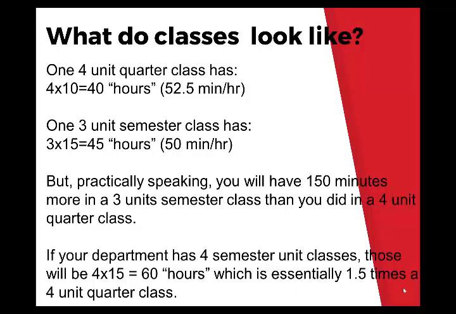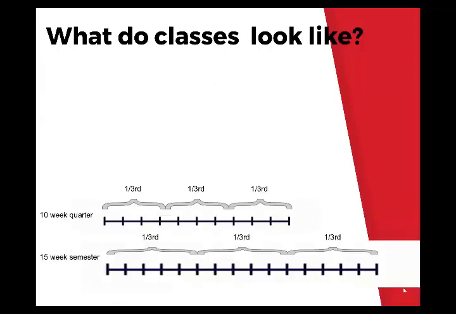So practically speaking, you have about 150 minutes extra when you're teaching a 3-unit semester course versus the 4-unit quarter course. And then if your department has 4 semester unit courses, then you're on your own. You can look at that calculation.